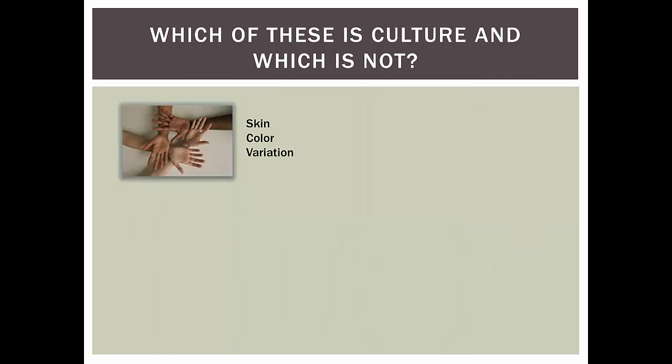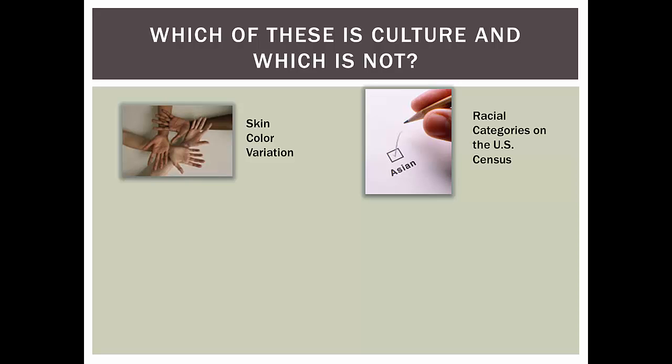Let's take a look at something like skin color variation. Skin color variation is something that happens naturally. People are born with different shades of skin color, and this is something that happens genetically. It's inherited from our mother and father and our ancestors. However, when we start to categorize these physical characteristics into racial categories, this is part of culture.